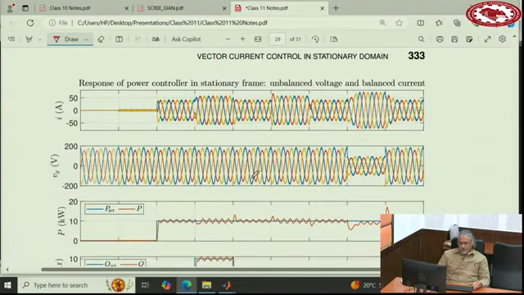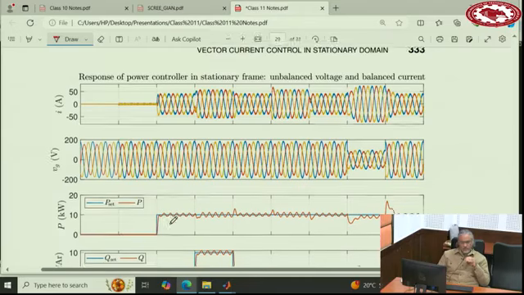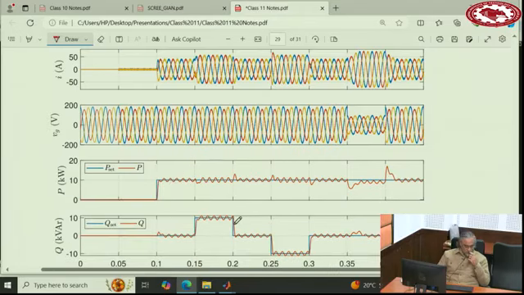In this situation, you immediately see that the grid voltage is unbalanced, but the converter still supplies balanced current. So the real power, as far as the average is concerned, follows, no problem. Reactive power too. But there will be pulsations. Both real power and reactive power will have double frequency pulsations.